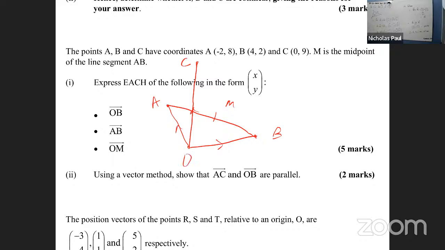What's the origin? What is always the origin? M is the midpoint of AB. I didn't start working with vectors yet.